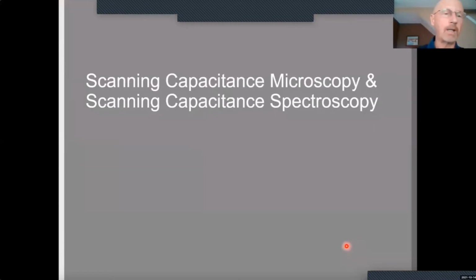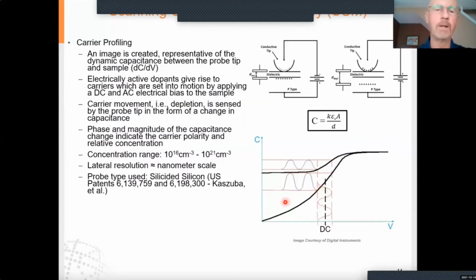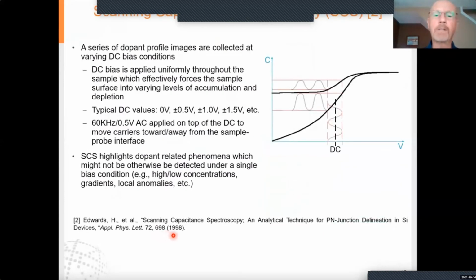One of the workhorse techniques that we've used in semiconductor analysis, especially advanced device analysis, is scanning capacitance microscopy in conjunction with scanning capacitance spectroscopy. Here's an overview of how the SCM technique works, but we're really going to spend more time talking about scanning capacitance spectroscopy, in which we apply a DC bias. And that DC bias is applied uniformly throughout the sample, and it effectively forces the sample surface into varying levels of accumulation and depletion. And that's where we're sensing, that's where we're collecting our data, right at the surface.